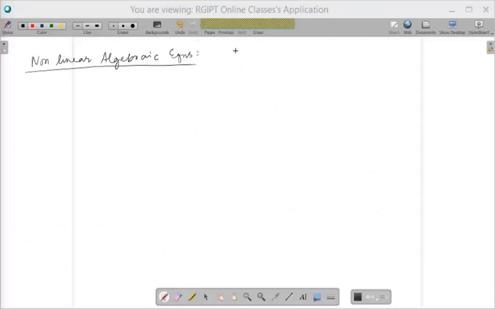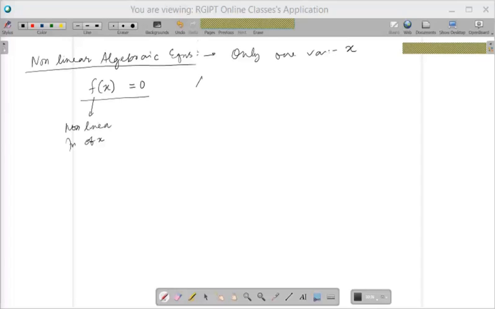In general, suppose I have only one variable. This is something that you must have studied earlier, so I'll probably repeat it. You have some function of x equal to 0, and this function is a nonlinear function of x. The simplest case that you are probably familiar with is x squared plus bx plus c equal to 0. That can be solved analytically, but that's the only nonlinear equation that can be solved analytically.